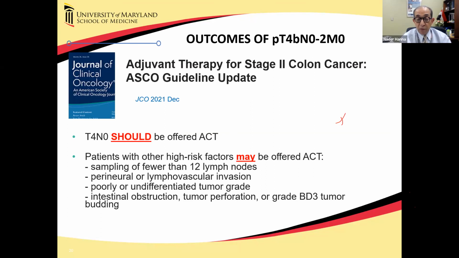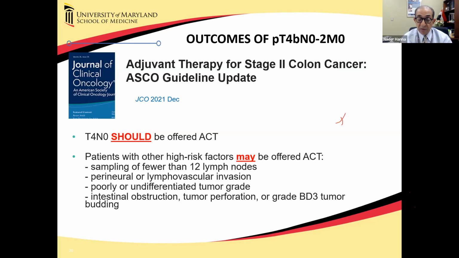The standard language before that was "maybe," and maybe is still present for patients with stage 2 colon cancer who may be offered chemotherapy. These include specimens that have less than 12 lymph nodes, evidence of perineural or lymphovascular invasion, a poorly differentiated or undifferentiated tumor grade, intestinal obstruction, tumor perforation, or high-grade tumor budding. These are patients who may be offered. The only time that it should be offered is when you have T4B.